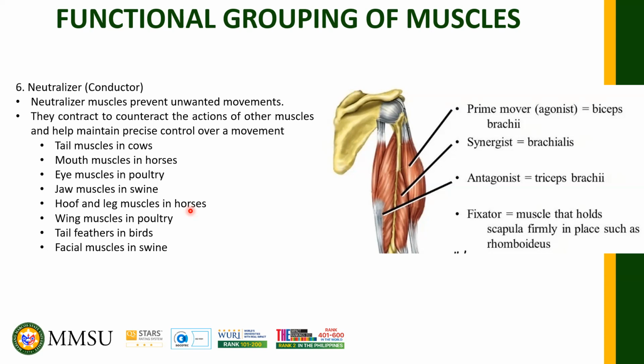Then the wing muscles in poultry, like yung mga chicken and turkeys natin, yung mga wing muscles kasi nila, these are very essential sa pag-maintain ng balance and control during wing flapping. Okay? So tumutulong ito sa pag-stabilize naman ng wing position and mag-prevent ng unintended na wing movement na pwedeng makapag-disrupt sa balance or flight nila.